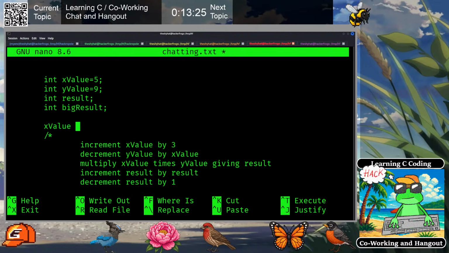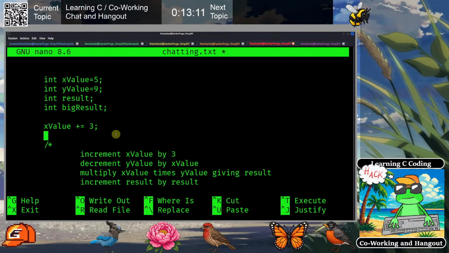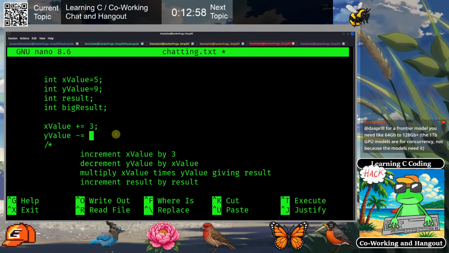Okay, so what were we doing? We're trying to write out this natural language stuff. So increment X value by 3. So X value plus equals 3. And then decrement Y value by X value. Y value minus equals X value.